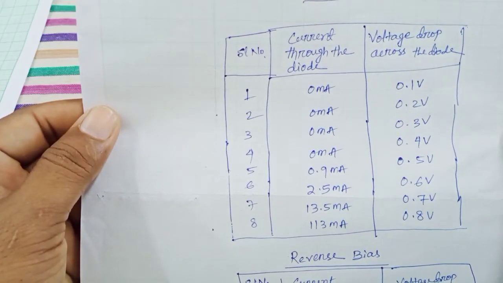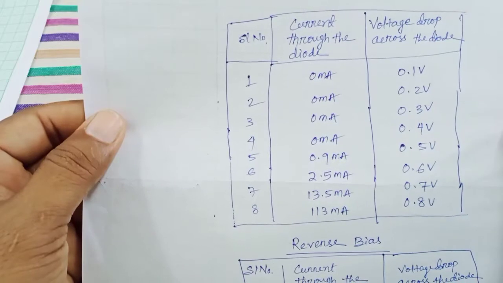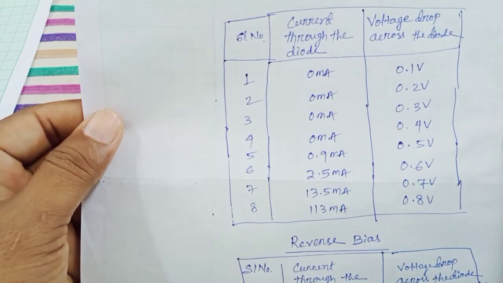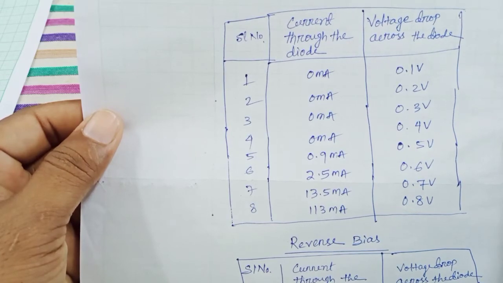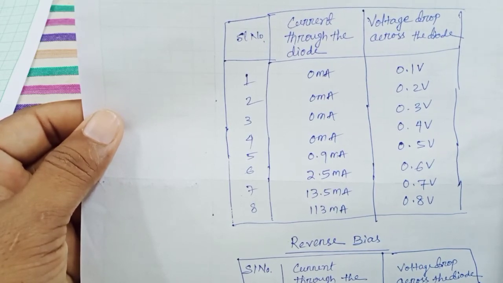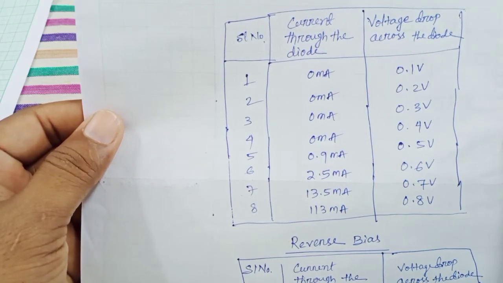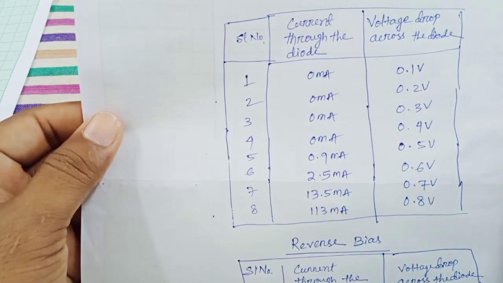and again increased up to 2.5 milliampere at 0.6 volt, and at 0.7 volt the current is 13.5 milliampere. At 0.8 volt, it increased up to 113 milliampere. So we represent this on the graph sheet.